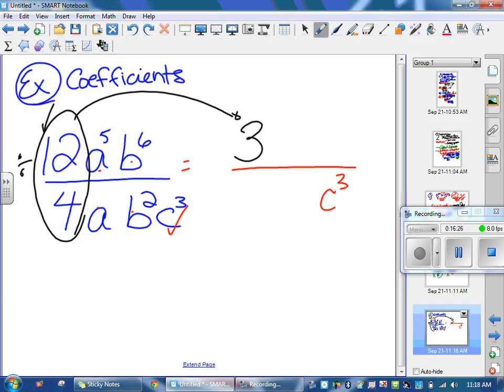Now we've got to take care of the a's and b's. What's hiding on the a on the bottom? A hidden 1. Good. So you're going to take your a's, and what do you do to the 5 and the 1? Subtract. How many a's do you have left over? 4. Now, bigger numbers on top, so the a goes on top. Okay? b^6. What do I do with my b^6 and b^2? Subtract. How many b's do I get? 4. All right. Is there anything else on the bottom beside that 3? No, exactly. So that will be your final answer.